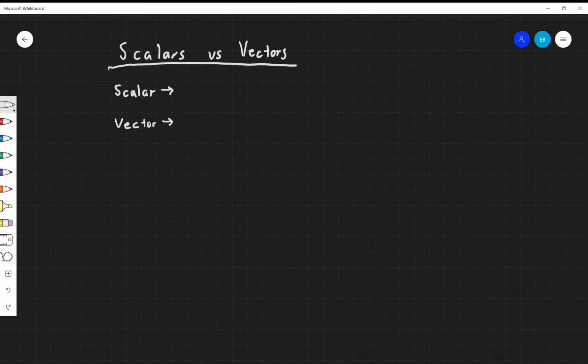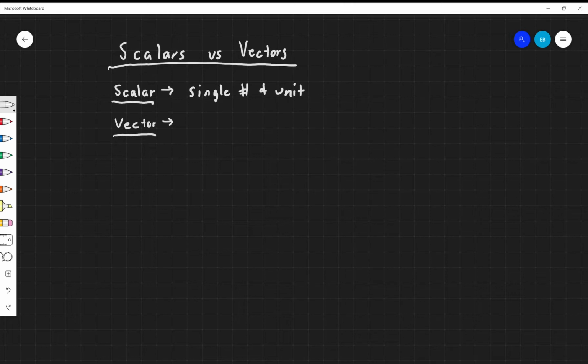So in physics, we have different kinds of numbers that we can measure, and we can classify them in two ways. Something can be either a scalar or a vector. Scalars are physical quantities that are defined by a single number and a unit. So we always want to have units when we have scalars.